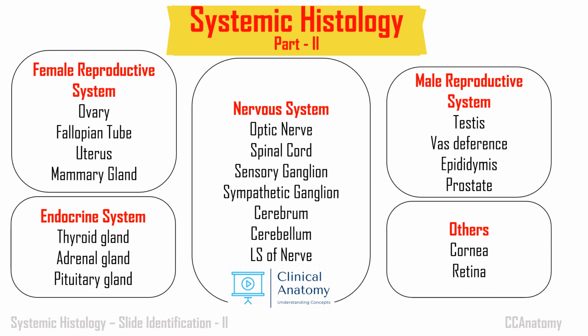So in this video we are going to see the reproductive system, female and male reproductive system, nervous system, endocrine, and other slides such as sensory organs, that is the retina and cornea. So first let me start with the male reproductive system.